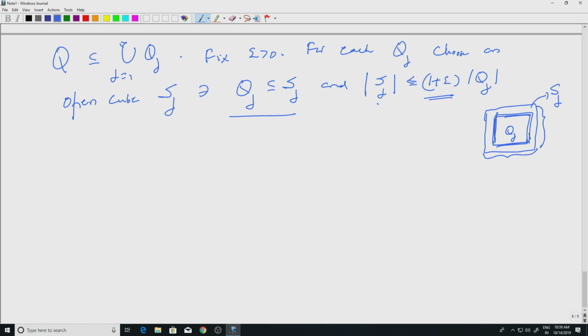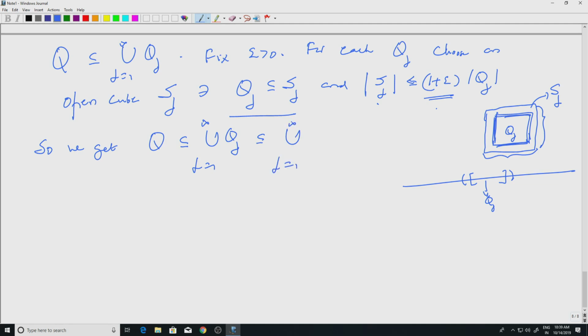On the real line, I have Qj here, and I take a slightly bigger open interval so that this inequality is true. That is trivial, so that can be done. For each Qj we get this. So, the closed cube Q is contained in the union of Qj, j equal to 1 to infinity, that I know. Then I have chosen Sj's, so this would be contained in the union of Sj.